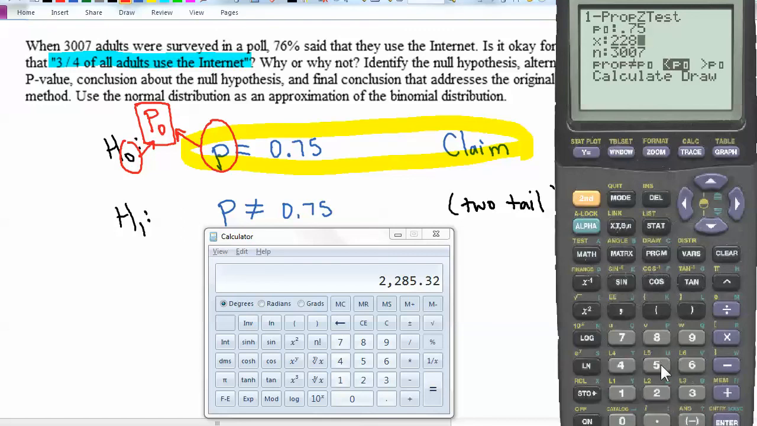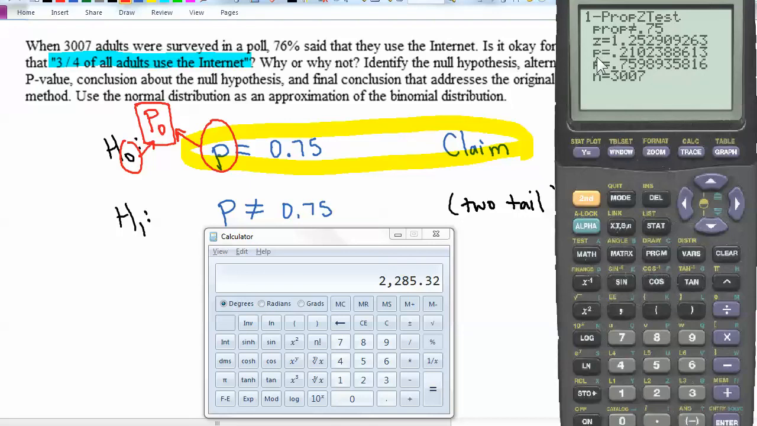2,285. And then what kind of test is it? It's going to be a two-tailed test right there. And calculate. So it says that my test statistic is 1.25.